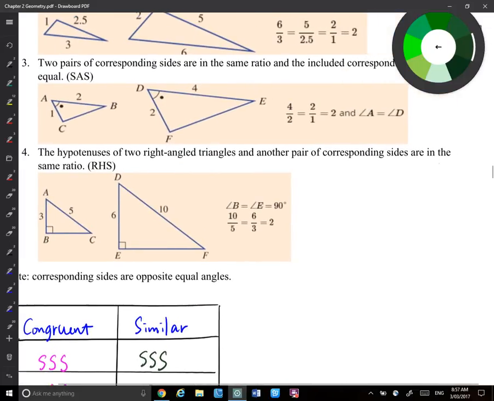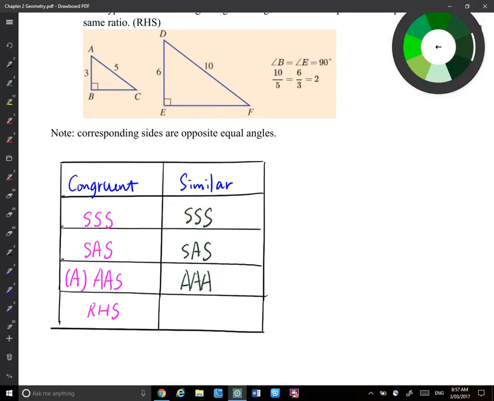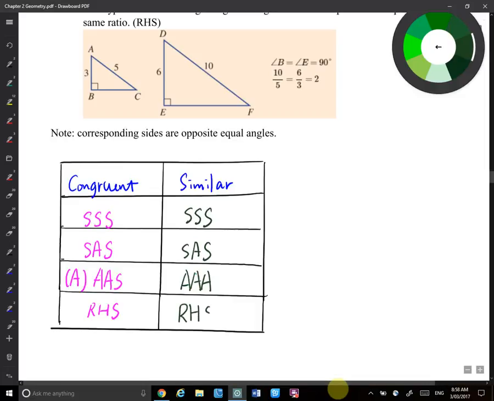And the last one, we have the hypotenuse of two right angle triangles and another pair of corresponding sides in the same ratio. Same ratio, not same length, the same ratio. Right angle, hypotenuse and side are in the same ratio. We have RHS again.